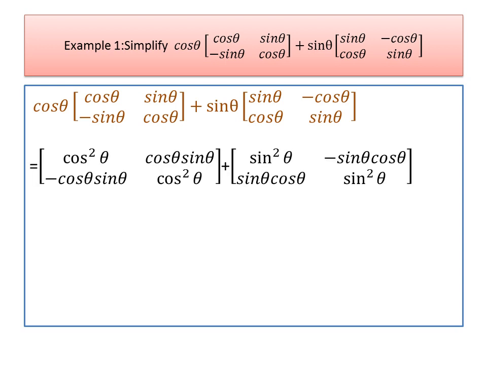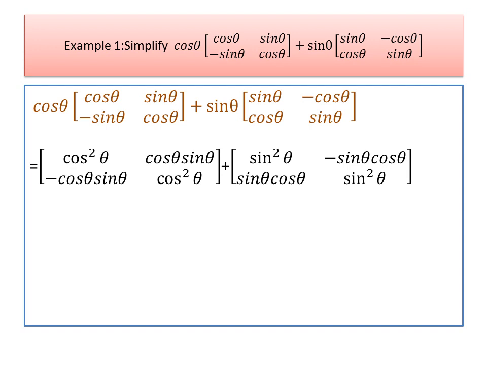If I multiply, I'll get cos theta into cos theta as cos square theta, cos theta into sin theta, minus cos theta into sin theta, and cos theta into cos theta is cos square theta. Plus, again multiplying sin theta into the matrix, we get sin theta into sin theta is sin square theta, minus sin theta into cos theta, sin theta cos theta, then sin theta into sin theta is sin square theta.